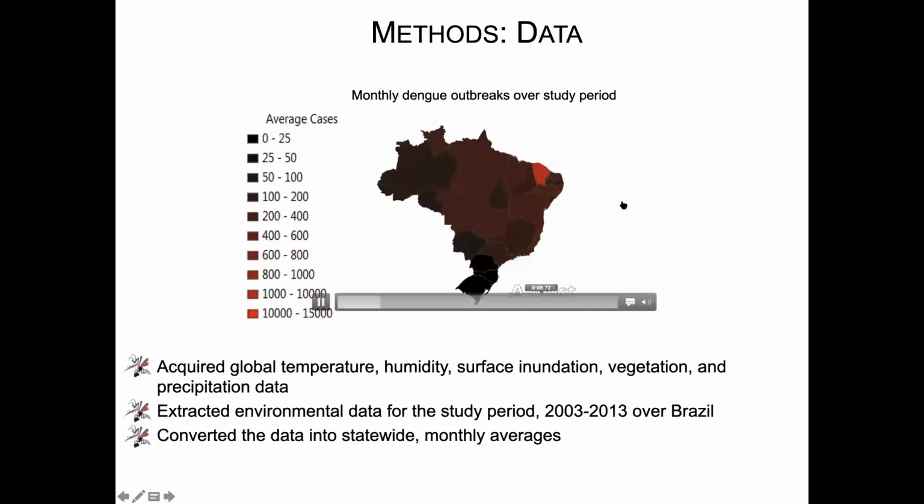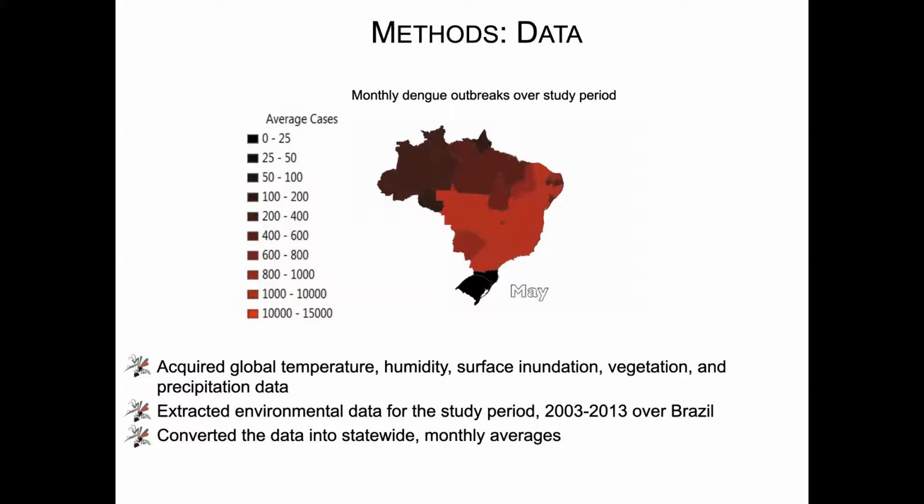What we did was we looked at the correlations between these different variables and dengue outbreaks. We were able to obtain the dengue outbreaks from the Ministry of Health from Brazil. And we acquired all of these variables for the period of 2003 to 2013 over Brazil, and we averaged the data for each of the different provinces in Brazil.